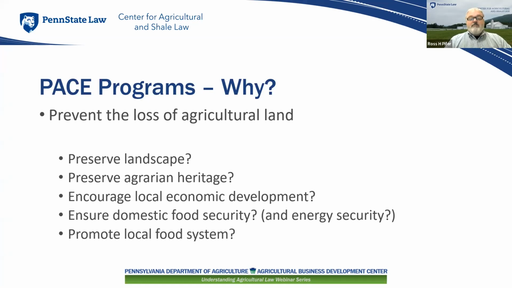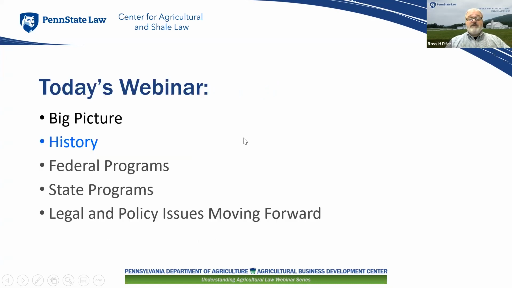And so, a number of reasons why we want to prevent the loss of agricultural land: from an open space standpoint, preserving the landscape, the heritage of agricultural development, economic development, that often agriculture can be an economic engine, that we want to protect that, and we want to prevent agricultural land from being lost, promoting the local food system as well. So a lot of different reasons as to why policymakers want to prevent the loss of agricultural land.